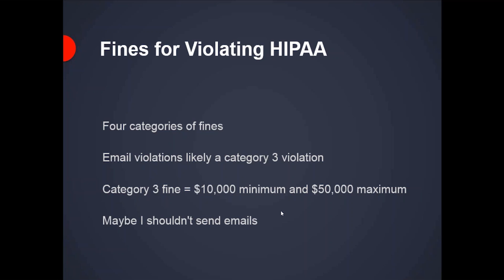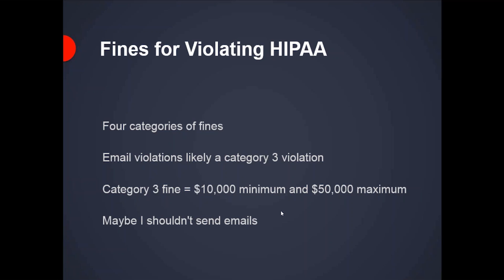So now we're going to get to the fun part of all this. What are the fines for a HIPAA violation? HIPAA violations come in 4 categories based on culpability. The more culpable, the higher the potential fine. Sending emails through unencrypted email or without a business associate agreement in place will likely qualify as a Category 3 violation. A Category 3 violation is one that occurs as a result of willful neglect.